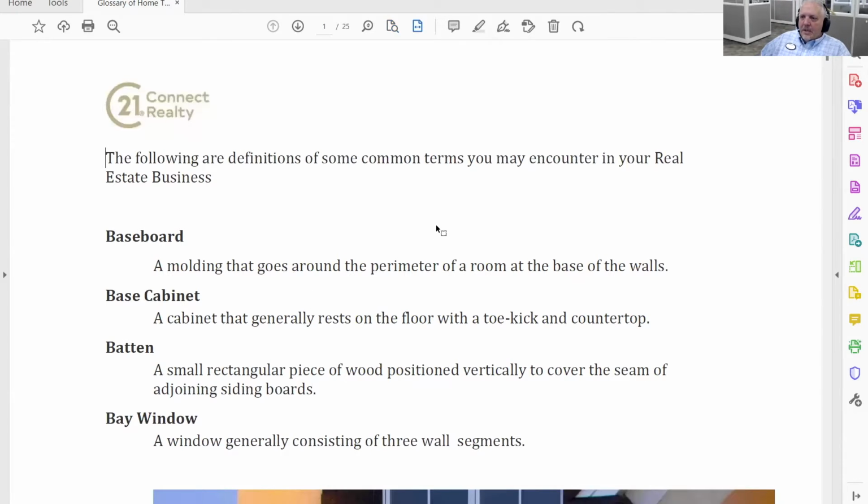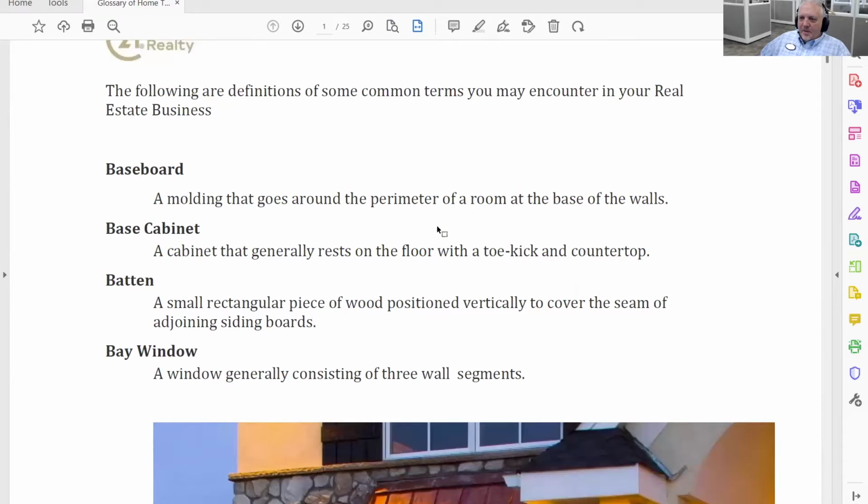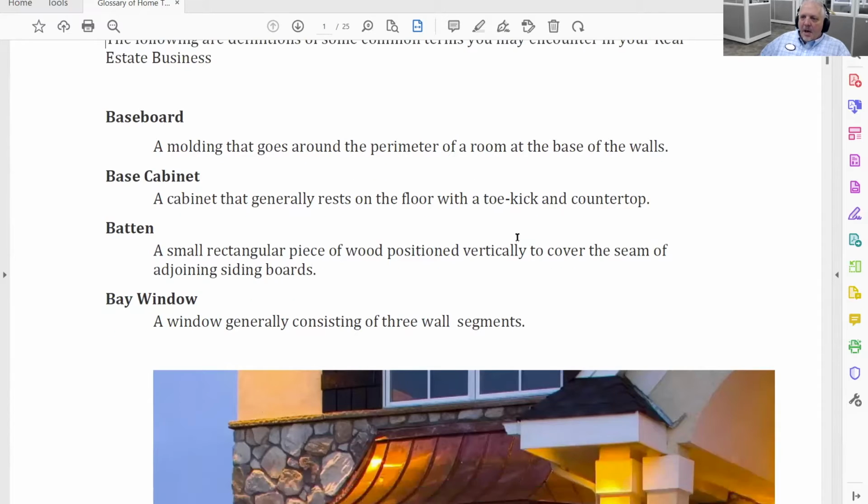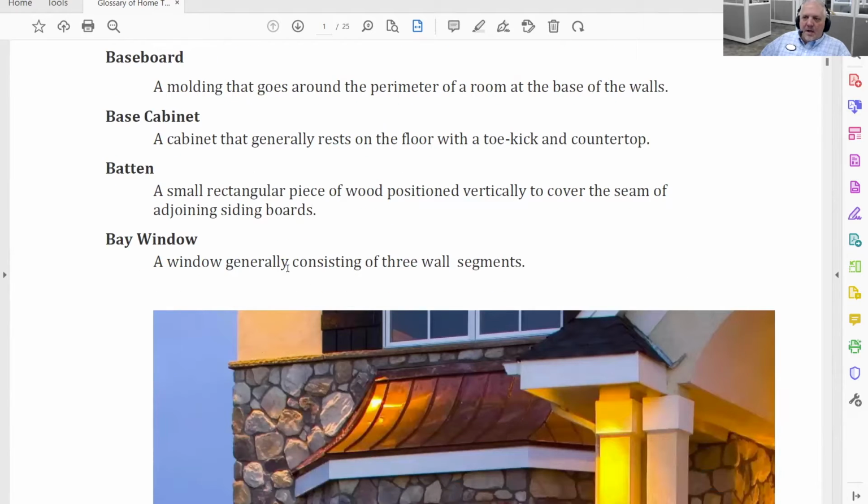I kind of stole this from various websites and used pictures and definitions. But this is some good basic knowledge. Again, my intention here is not to read you this entire document, but we're going to use this as a sounding board and a conversation about different parts of a house.